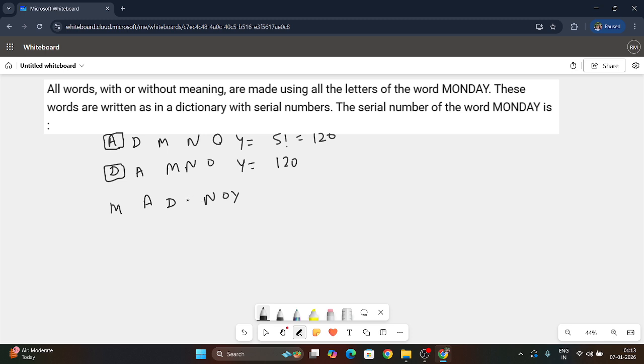Now let's write M A D N O Y. You have to understand that in this question we are trying to find the rank of the word Monday. So the obvious thing is that M is here. If I fix only M and arrange all the remaining 5 letters in 5 factorial ways, that's 120. That's not going to be my answer, because I have to find the rank of this Monday.